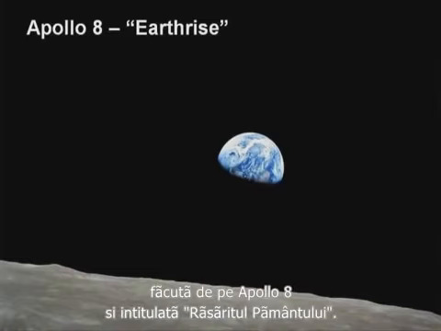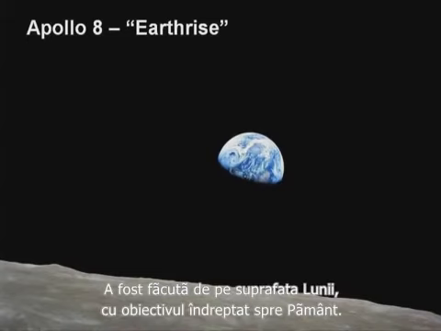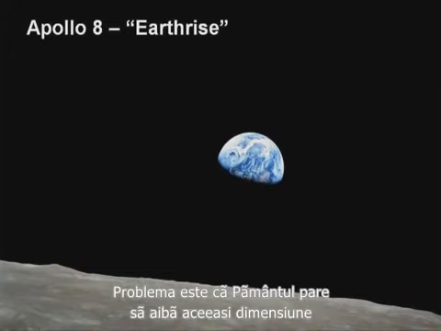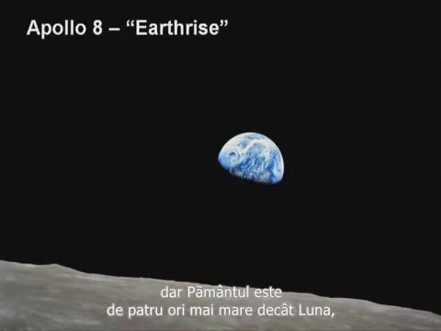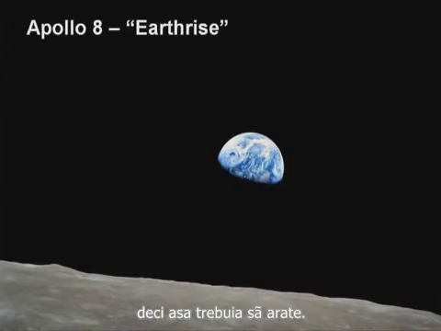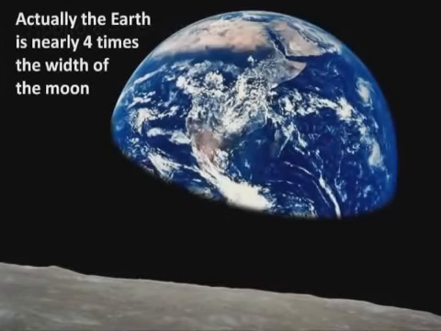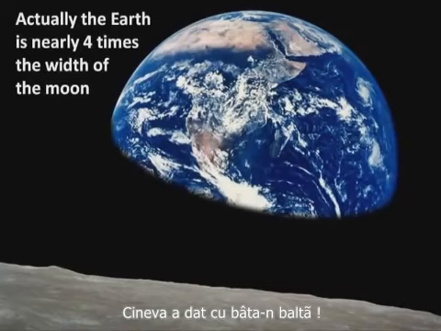This is a famous picture from Apollo 8, which is entitled Earthrise. It was taken from above the moon's surface, looking back at the Earth. The only problem is, the Earth appears the same size as the moon appears from the Earth. But the Earth is 4 times the size of the moon. So it should have looked like this. Somebody screwed up.